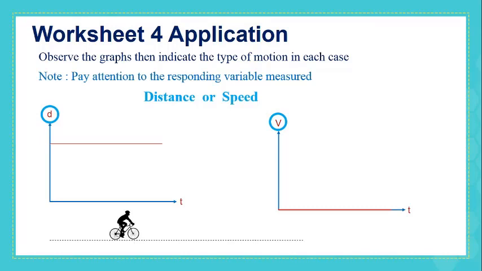The cyclist was at distance 10 meters, for example. With time, he is still standing at the same position, at distance 10 meters. This means that the distance is not changing. So, the speed of the cyclist in this case is 0. The cyclist is not moving. He is still standing in the same position. Thus, the two graphs show that there is no motion.